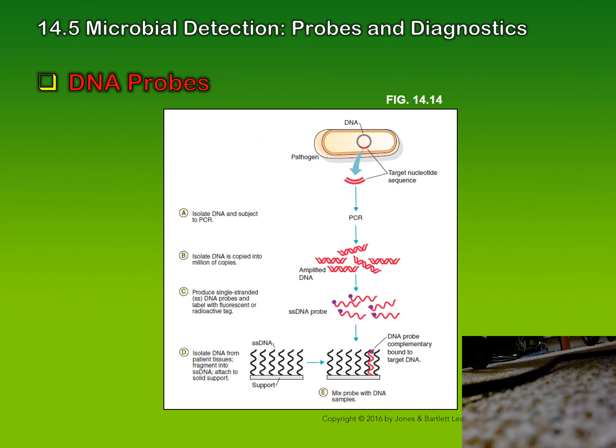Now, we could clone that PCR product, or we could develop some sort of array system where we have single-stranded DNA on a chip, and then we can take copies of that DNA, label them, and then allow them to float over the chip, and then they're going to bind specifically to part of the DNA.